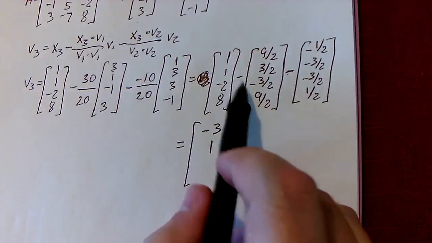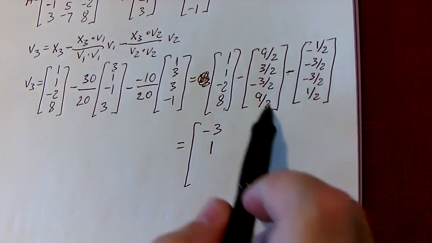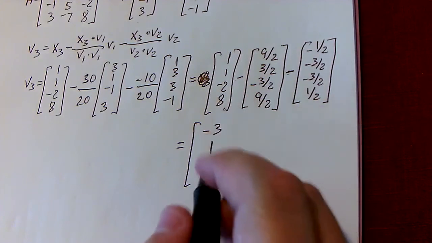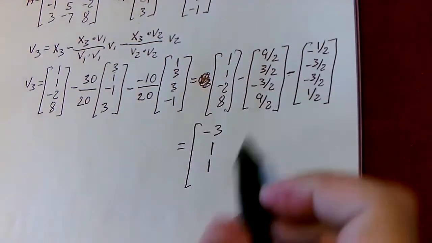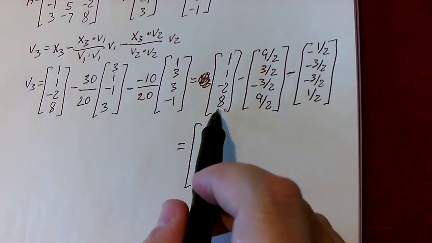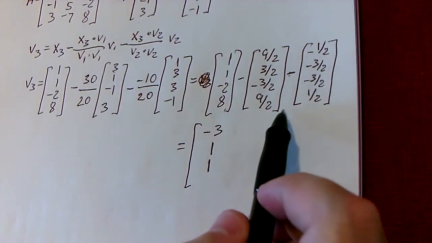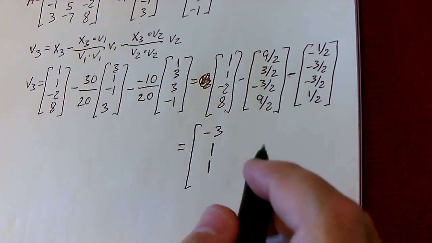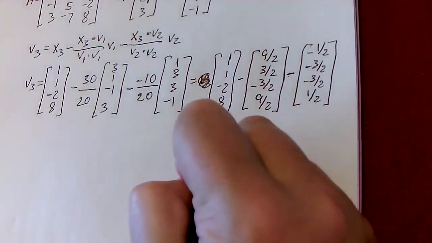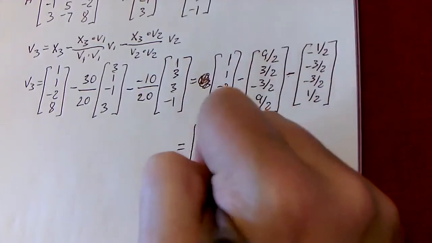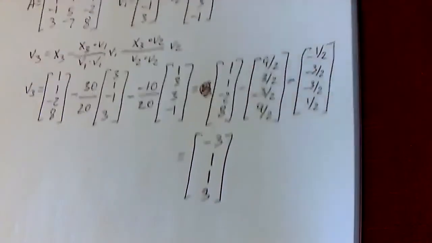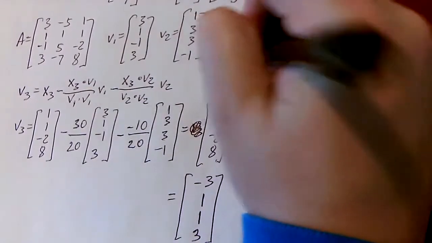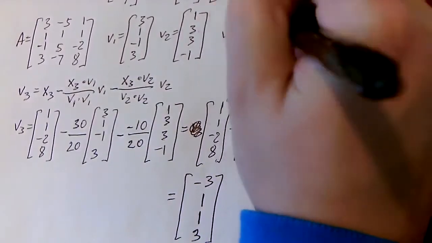Minus 2 plus 3 halves plus 3 halves. So 3 halves and 3 halves is 6 halves, which is 3. So minus 2 plus 3 is a positive 1. And then my last coordinate, 8 minus 9 halves minus a half. So 9 halves minus a half is negative 5. So 8 minus 5 leaves us with a positive 3. Okay, so now I have found V3. Well, V3 is going to be negative 3, 1, 1, and 3.